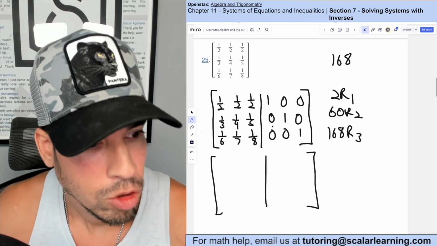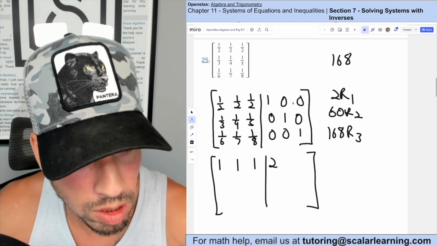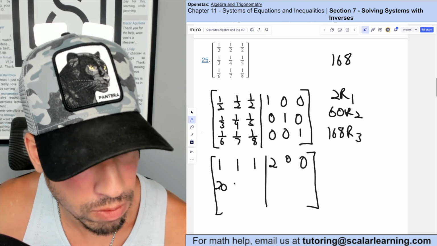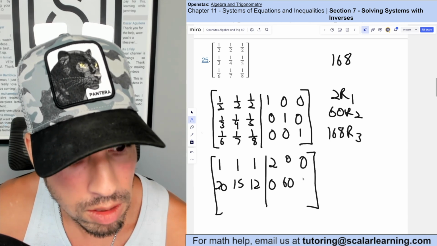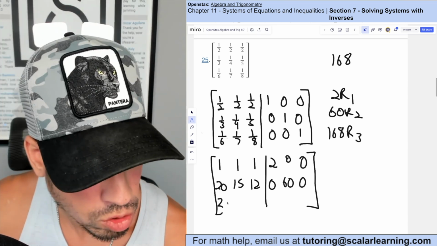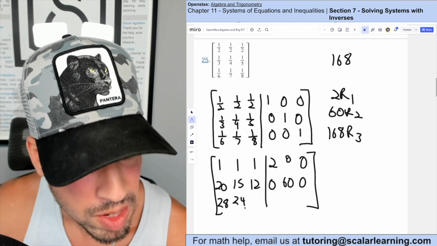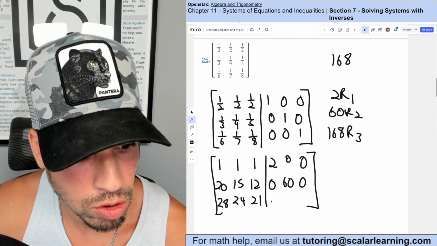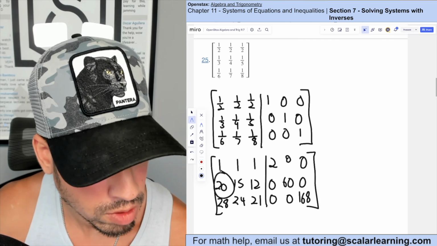All right, let's check this out now. So 2 times row 1, those are all going to be 1, 1, and 1. And then 2 times that is 2, times 0 and 0 is 0 and 0. Times row 2, 60 times 1/3 is 20, times 1/4 is 15, times 1/5 is 12. And then we got 0, 60, 0. And then for row 3, 168 times 1/6, that is 28, times 1/7, that is 24, right? And then times 1/8, that is 21. And then times 0, 0 is 0, 0. Times 1 is 168. Great. Now I get a nice 1 over here. I'd love to zero these two out.